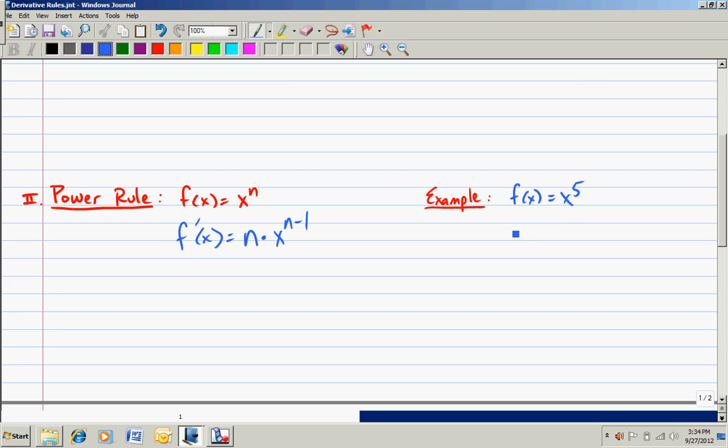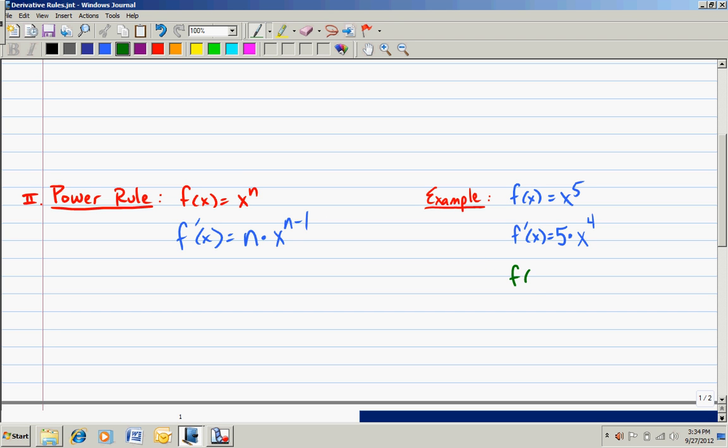Suppose I have x to the 5th. If I want to take the derivative, I can simply move the exponent out front as the coefficient, and the rule tells me to reduce the power by 1. So 5x to the 4th would be the derivative for f of x equals x to the 5th. And I could evaluate that formula for the derivative for any value of x.